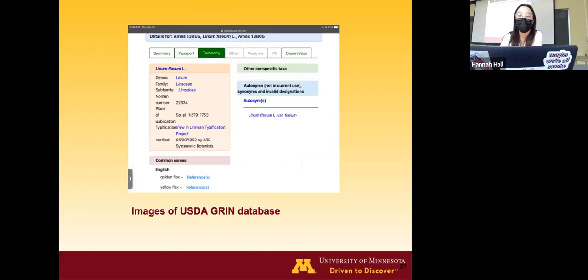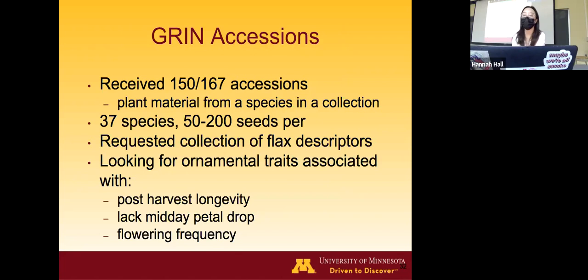So all of our GRIN accessions, we received about 150 of the 167 accessions that they had in total in their collection. And so that came out to about 37 different species, and we received 50 to 200 seeds per accession. And so they requested different flax descriptors for us to collect data on, so that they can input those into their system. And then we are also looking at other traits that are associated with ornamental use that we are interested in and also scanning through their collection for.